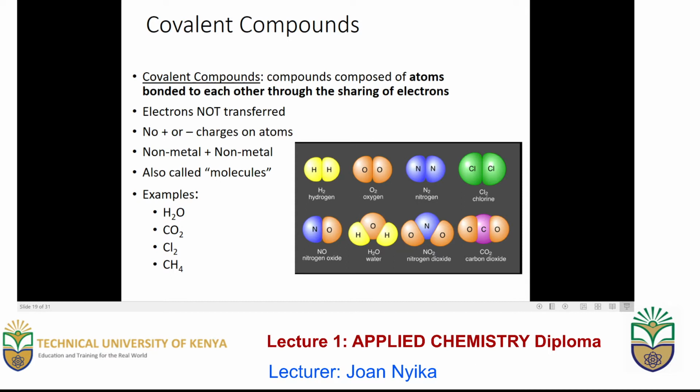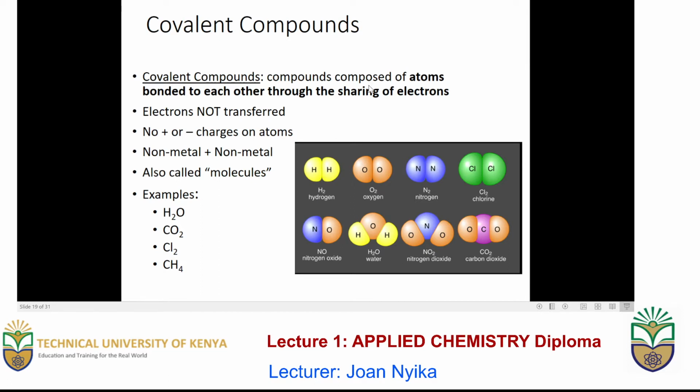However, in the case of covalent compounds, none of them is lost or transferred. Neither does the formation of positive or negative ions, cations or anions, occur. There are no metals in this case. Two nonmetals come together through the sharing of electrons. And as I repeat, electrons in this case are not transferred, and there is no involvement of cations or anions. Also, the resultant is what we call molecules.